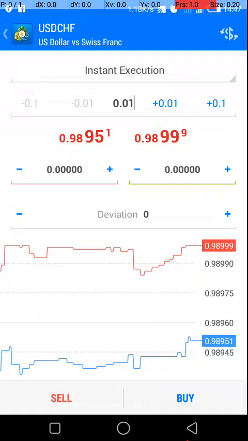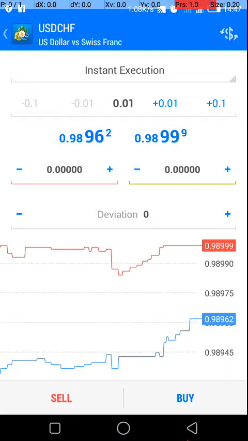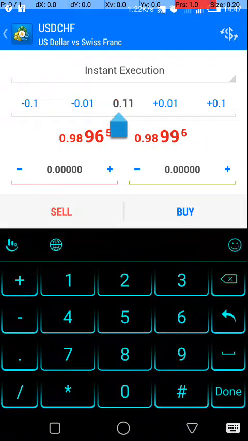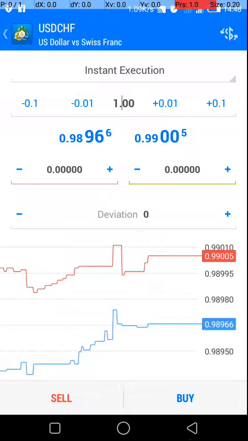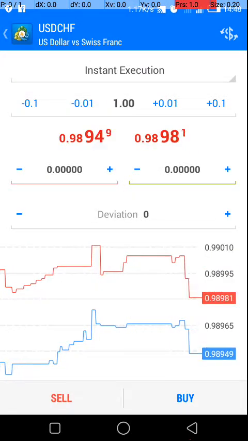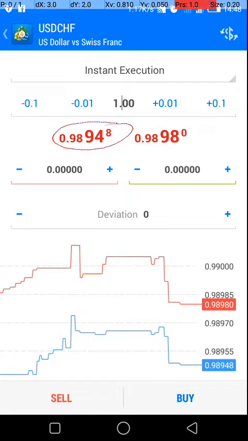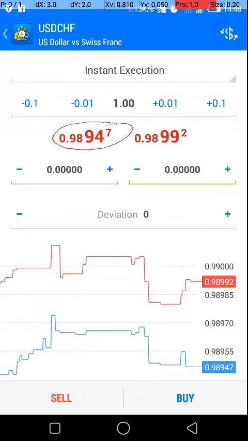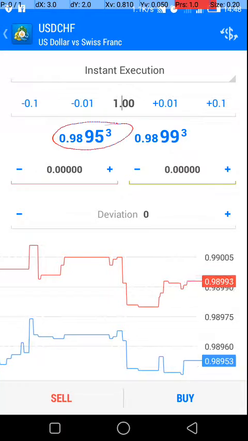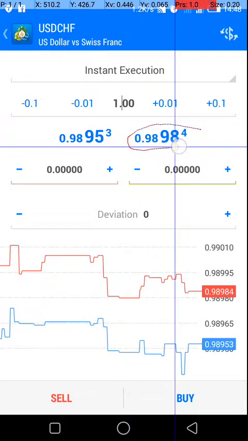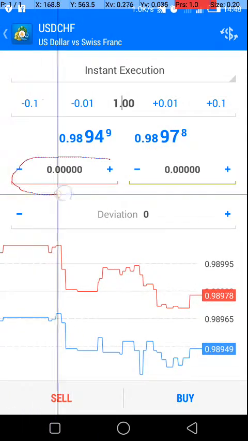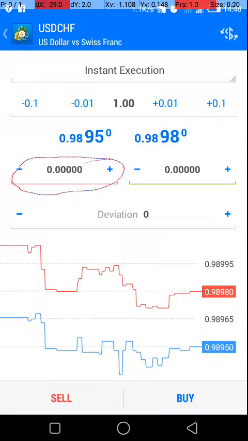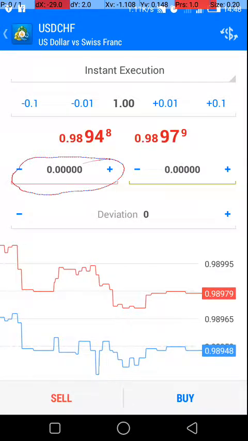So for demonstration, I will put one lot here so you can understand something. I'm going to explain something in the next section. Right after you put everything, as you can see, this price, as I said before, is the bid price or selling price, and this is the ask price or buying price. Now we have this portion. This is where you place your stop loss.